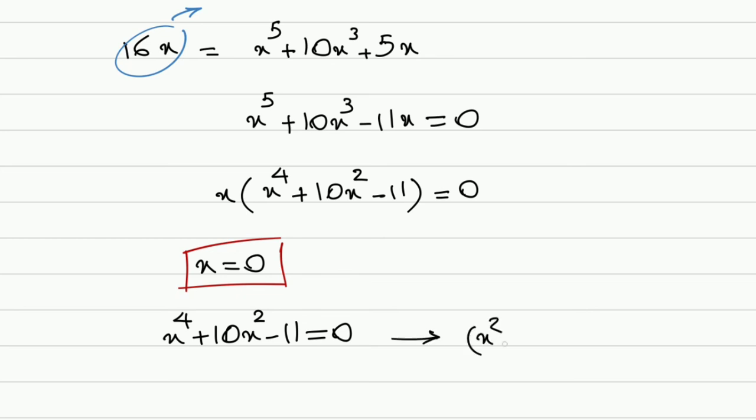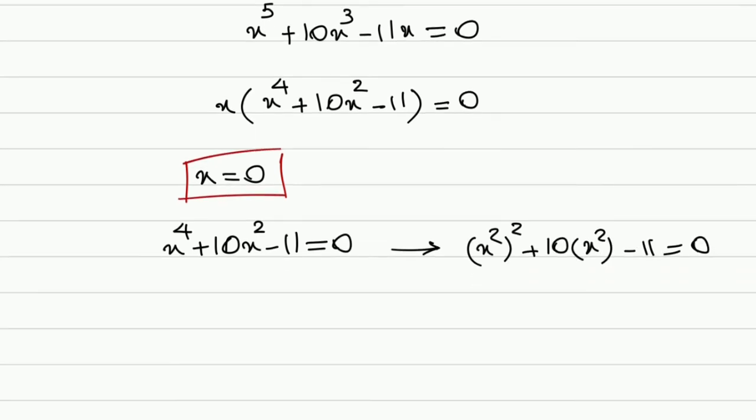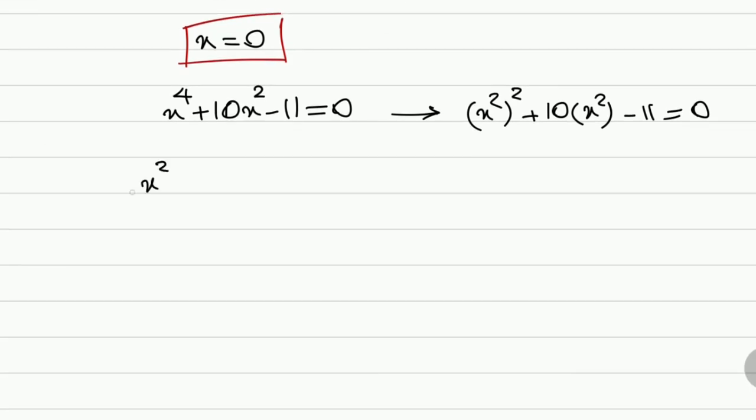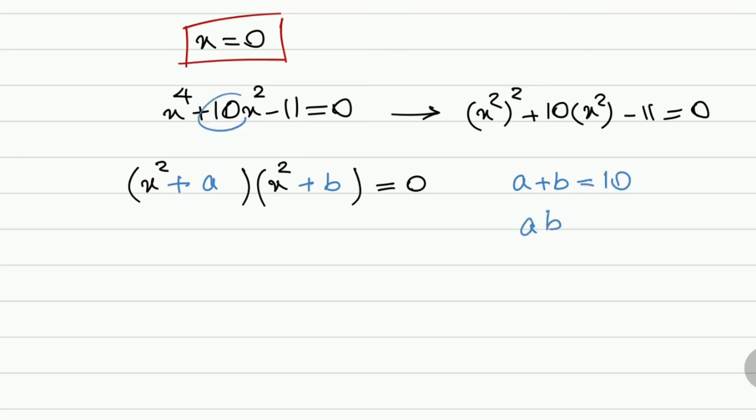We start by rewriting it as a second degree equation because it's easier to solve. Now we should be able to rewrite it like this. Factor it: x^2 plus something, and then x^2 plus something else. The sum of these two numbers is 10, and the product is negative 11.